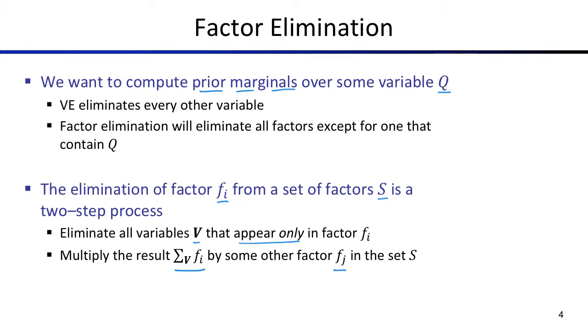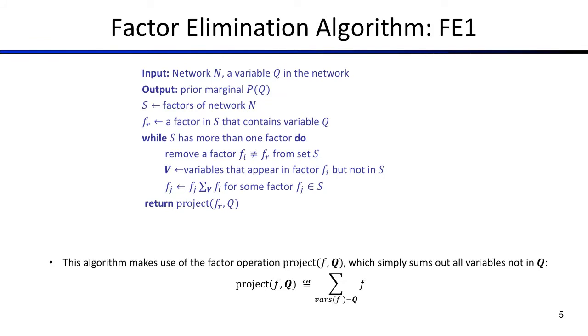Okay, so this is our first factor elimination algorithm, and we're going to call it FE1, and we're going to improve this algorithm later on as we discuss more details about this idea of inference. And this factor elimination algorithm will receive as input one network N, one single variable Q, and we're going to return the probability of Q. So it's going to be a prior marginal. So there is no evidence, and it is a single variable Q. So it's a very simple situation, a very simple example, and we're going to improve this algorithm later.